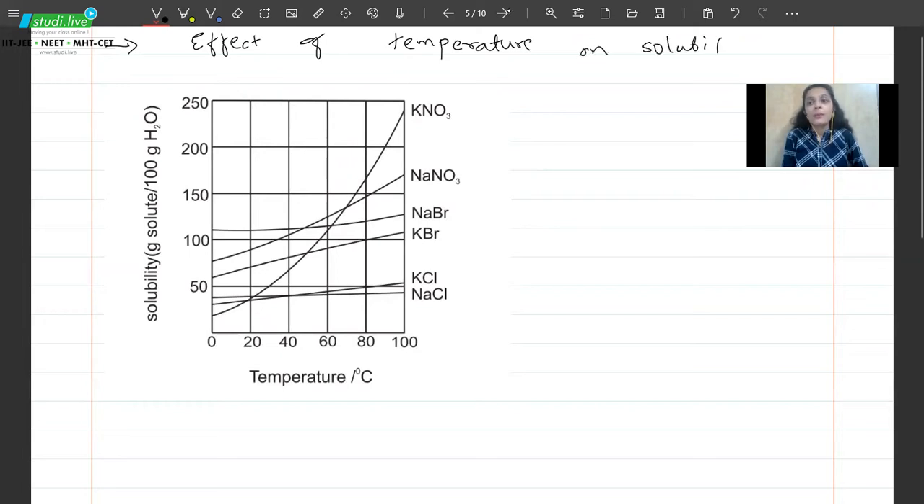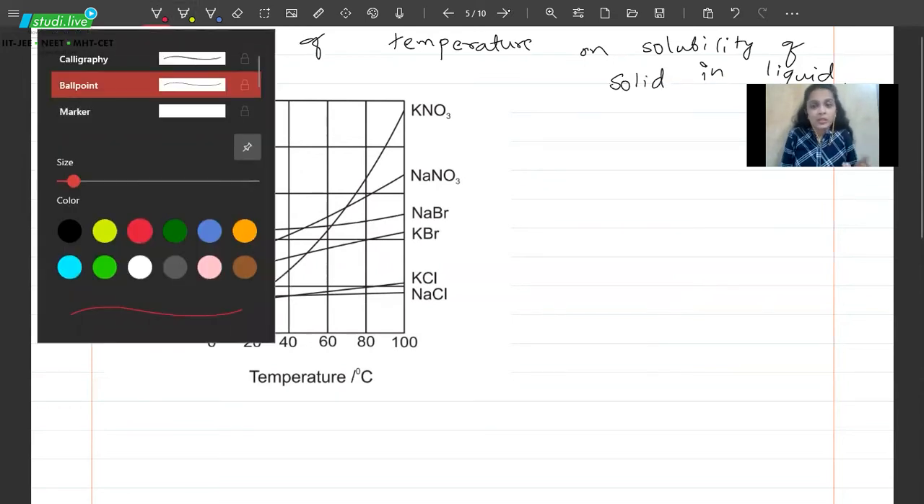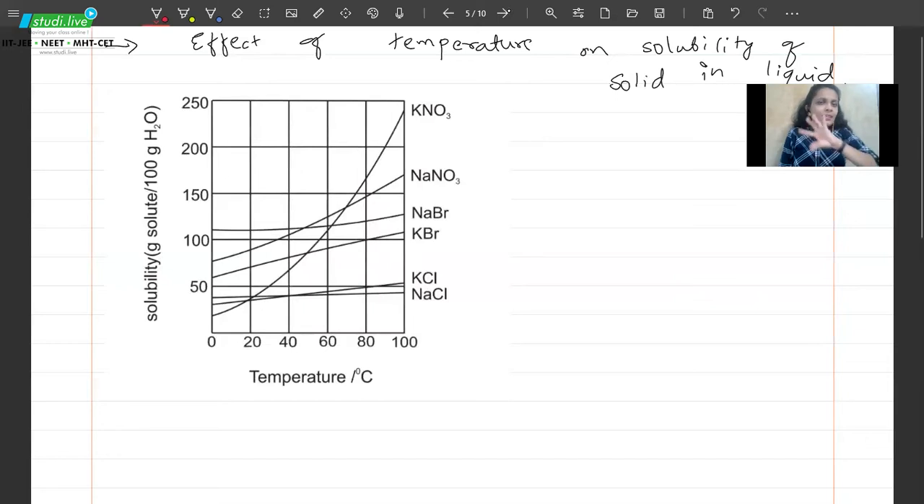But solubility of what? Solubility of solid in liquid. This is the main concern over here. Now, if I have different types of solids, all their properties are different, so they are going to behave differently with different temperature. Let's try to understand this complex phenomenon with the help of a graph.